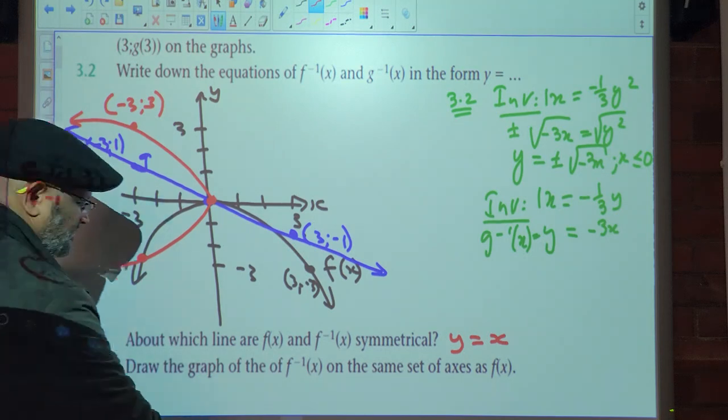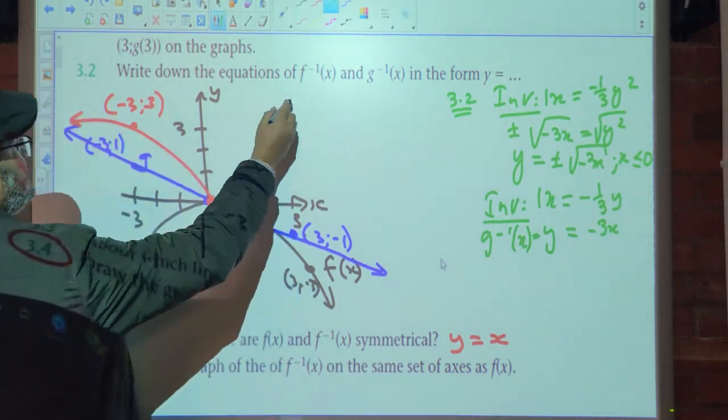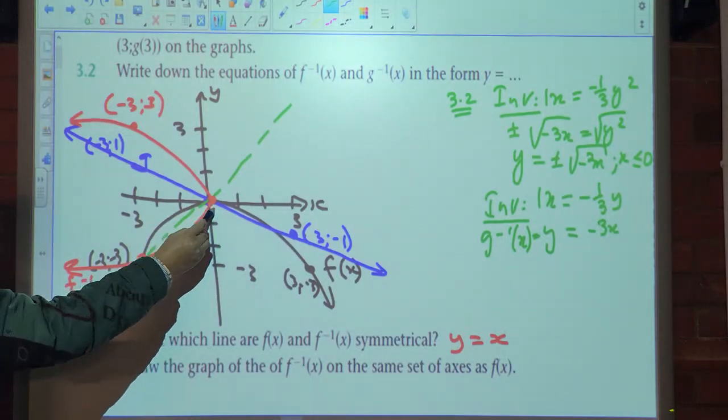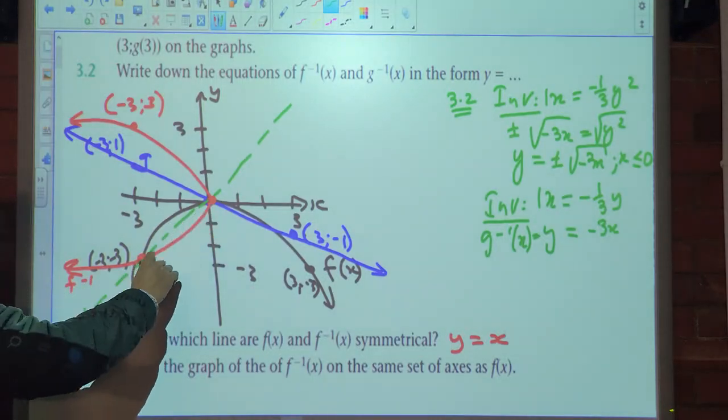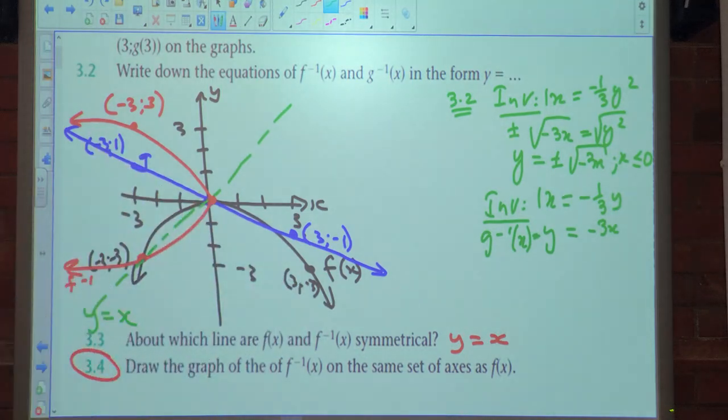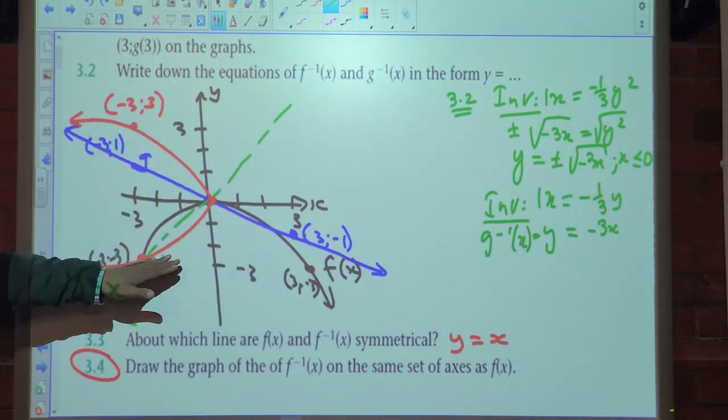What we normally draw in is the line y is equal to x. And as you can see here, this part of the graph is represented there, whilst that is represented there. We have folded along that line.